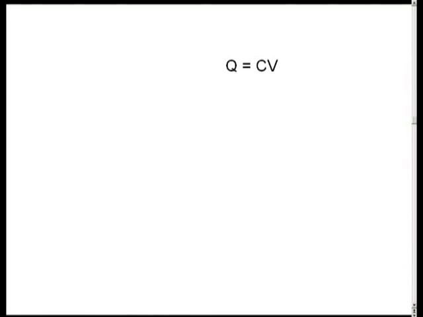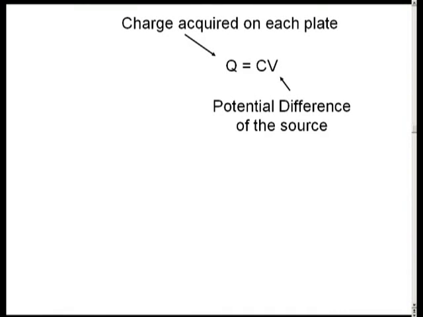This is the formula for capacitors. Q is the amount of charge that is built up on the plates. It's the electrons on one plate and missing electrons on the other. And V is the potential difference of the source. That would be the voltage of your battery that you're hooking to it.